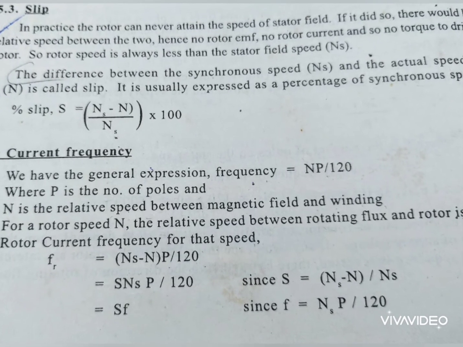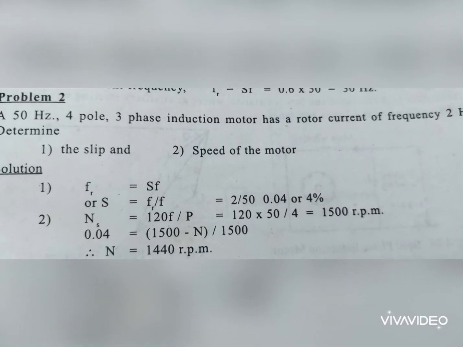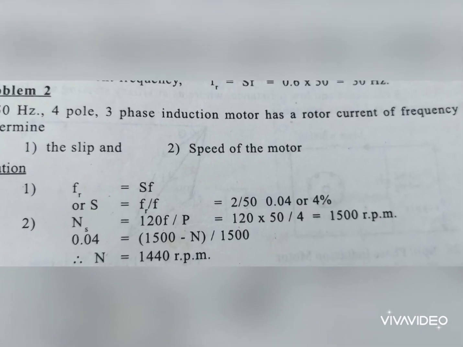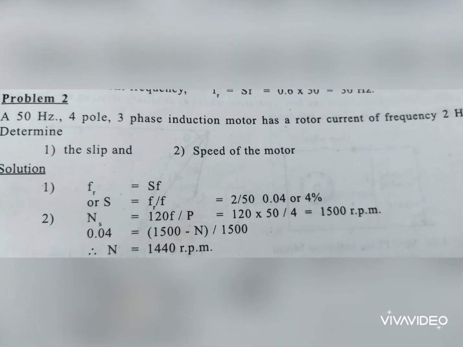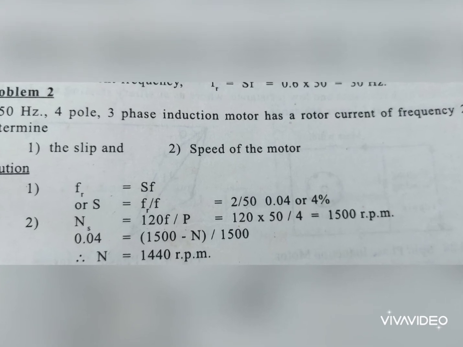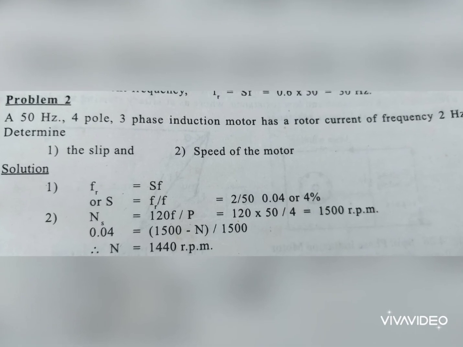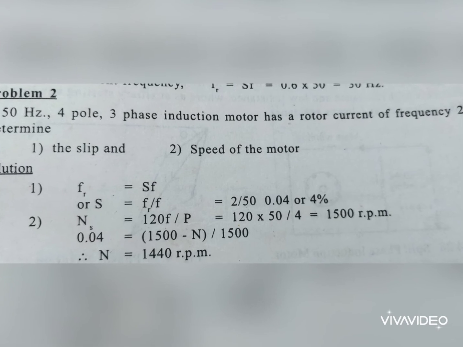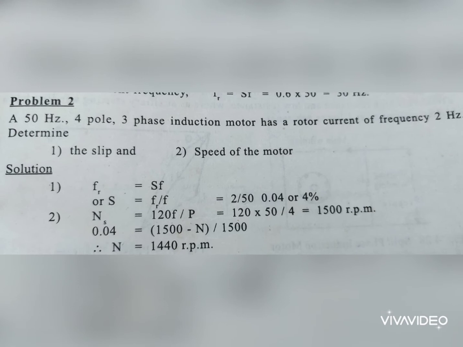And rotor current frequency is equal to slip into supply frequency to the stator. So rotor current frequency, denoted by Fr, is equal to S f. So the slip S is equal to Fr divided by F, rotor current frequency divided by supply frequency. That is equal to 2 by 50, which is 0.04, so 4 percent.